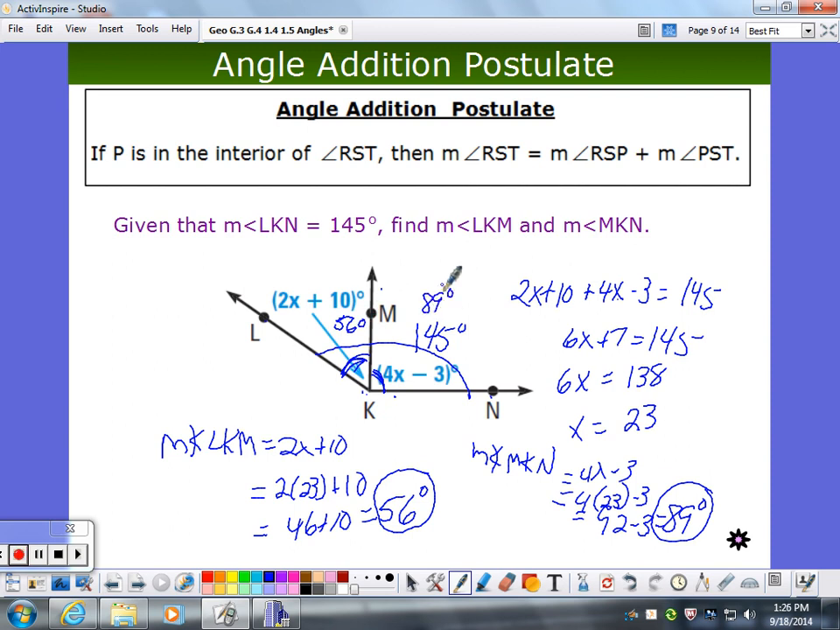What's a really smart check to do? Add them together just to make sure we didn't make a mistake. Let's hope that 56 and 89 equals 145. Yeah, you carry the 1. Yay. Okay, so I'm feeling good that we found the correct measures. Very similar to what we did with segments, only we're doing it with angles. Question?